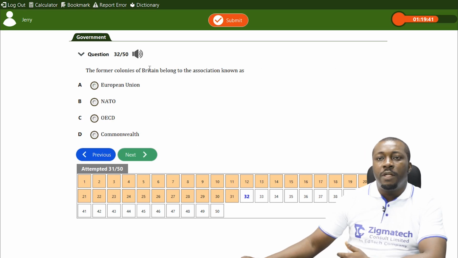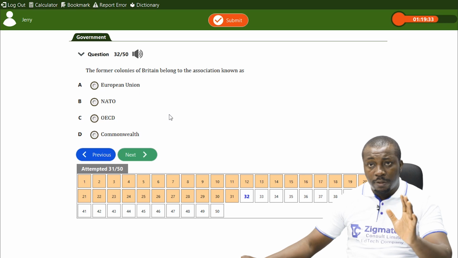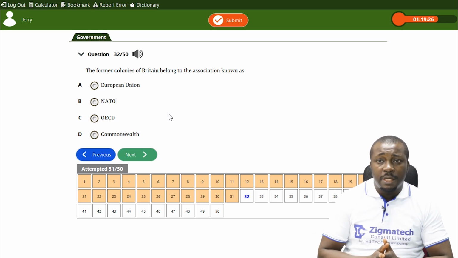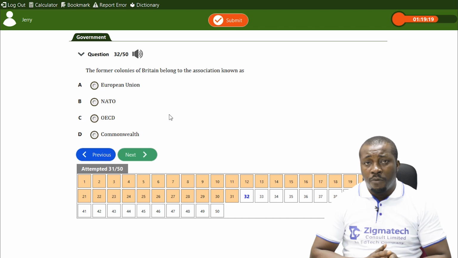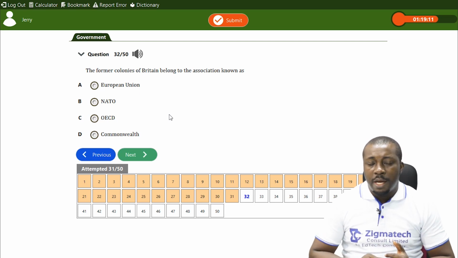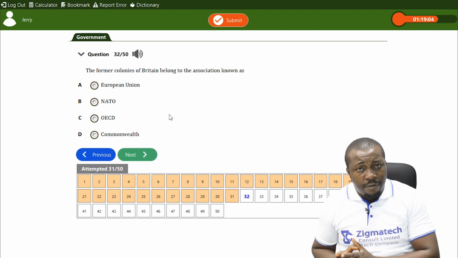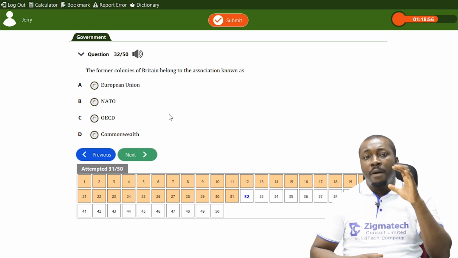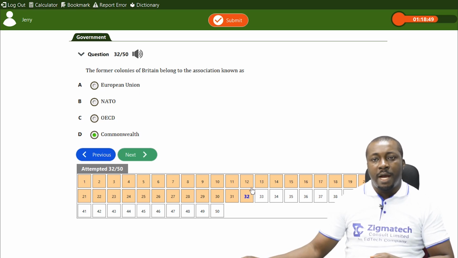Now, the former colonies of Britain belong to the association known as... we talked about different international organizations in SS3, which Nigeria belonged to. That's the international organization land. We have the United Nations organization, which is made up of all the countries of the world. We learned African Union, which is a union that harbors all African countries. We talked about ECOWAS, Economic Community of West African States, which is made up of West African countries. We also did Commonwealth, which is made up mainly of former British colonies. So to this effect, D, which is Commonwealth, is the answer.